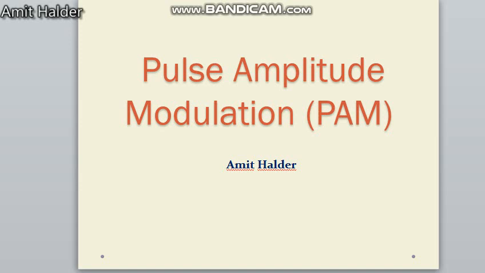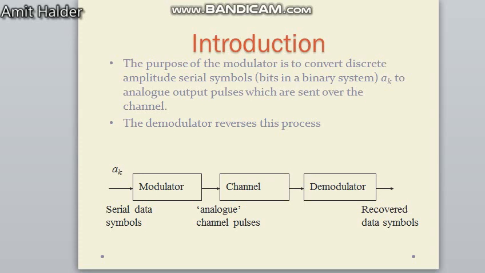This lecture is based on pulse amplitude modulation, which is a very crucial part of digital communication. According to digital communication, we know that the purpose of the modulator is to convert discrete amplitude serial symbols, that means the bits and binary numbers, so 0, 1, 0, 0, this kind of bits and binary systems, a_k, you can just code it as a_k, to analog output pulses which are sent over the channel.